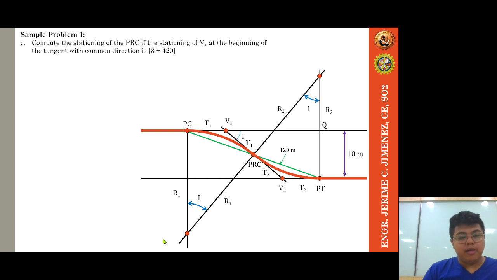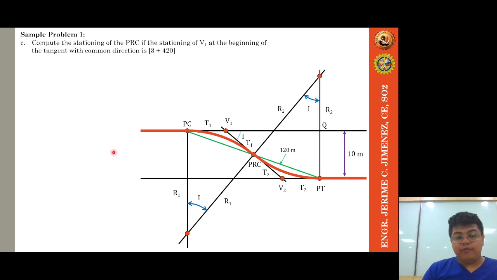So last problem, problem C, problem 1C. We need to compute the stationing of the PRC if the stationing of V sub 1 at the beginning of the tangent with common direction is 3 plus 420.